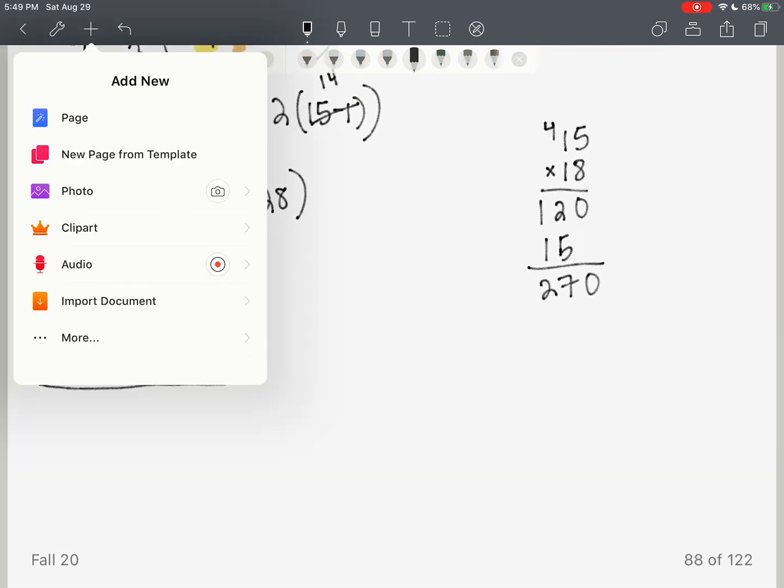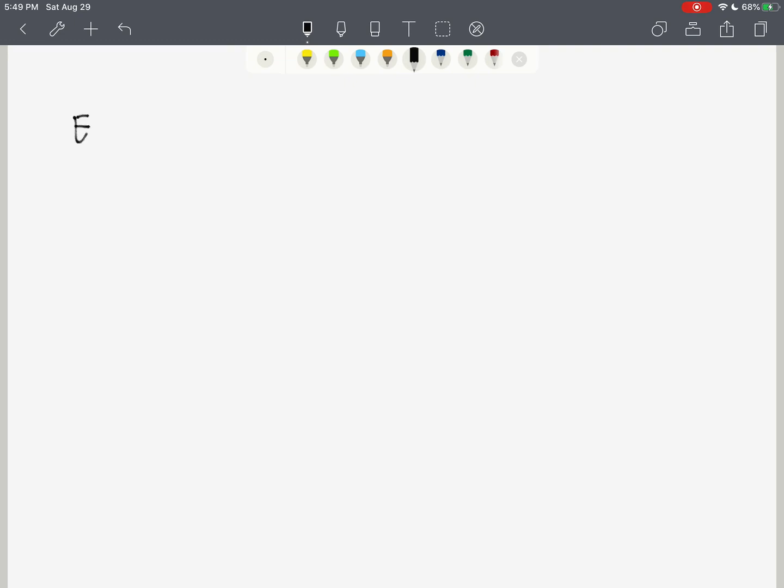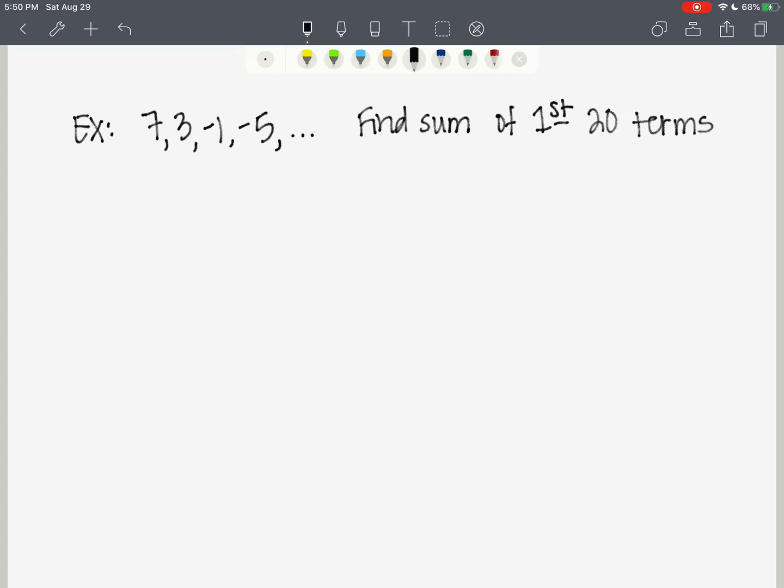Okay, let's try another. Here we've got the series, or the sequence in this case, because I'm separating it with commas, and we want to find the sum. Let's do the first 20 terms. I'm going to end up making this a big number, because we want to make sure that you know how to use the formulas appropriately. Most especially if you're going on to higher level math, you want to be exposed to these formulas and at least have some familiarity with them.